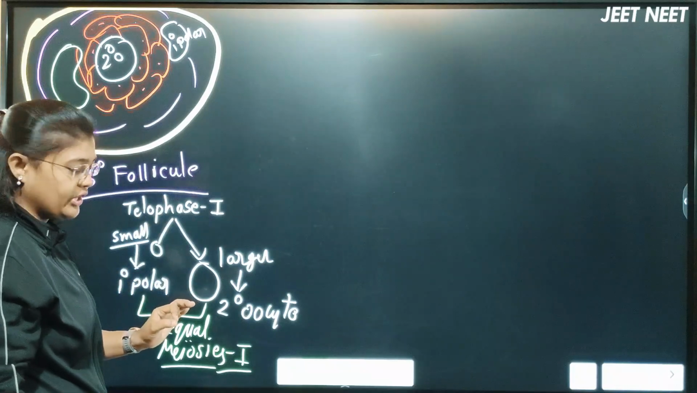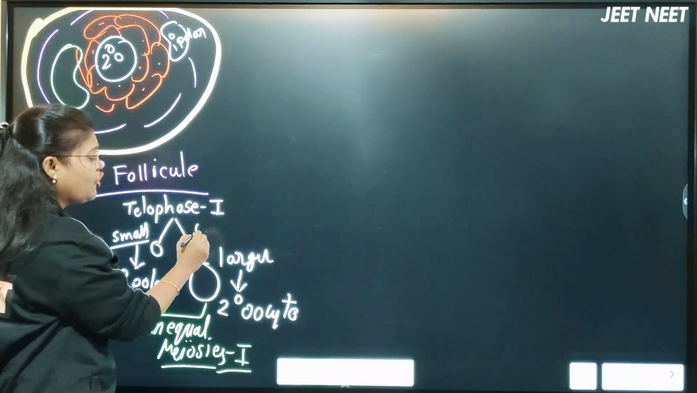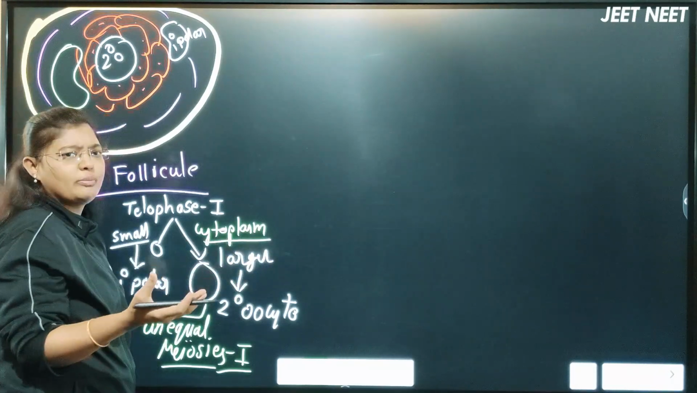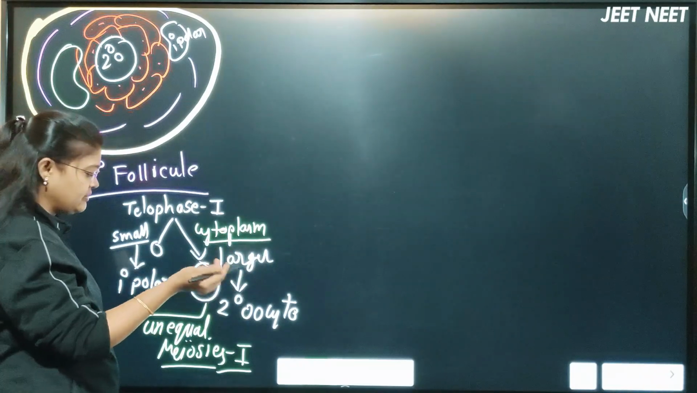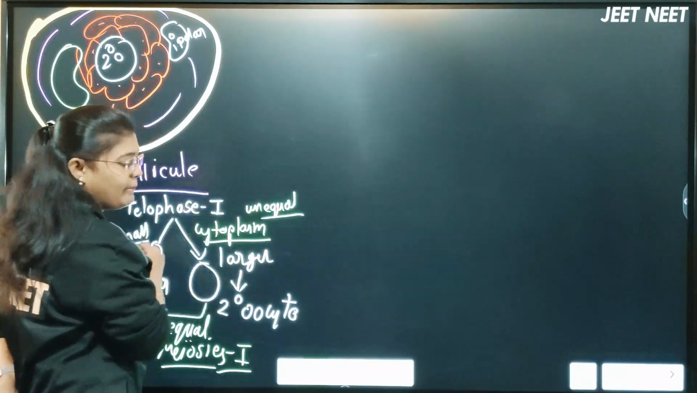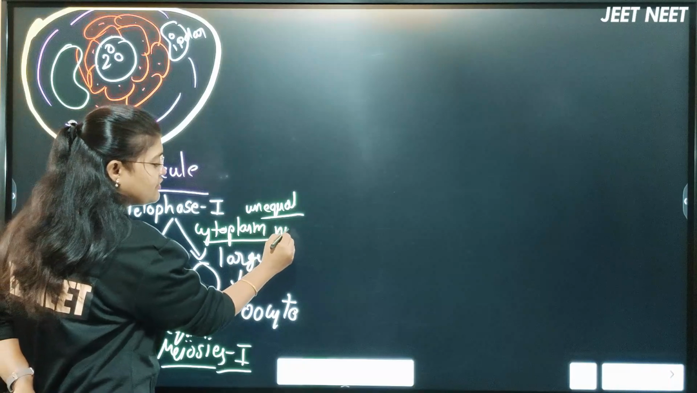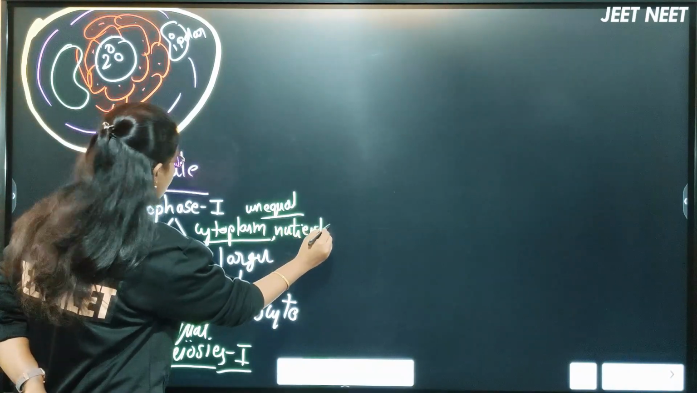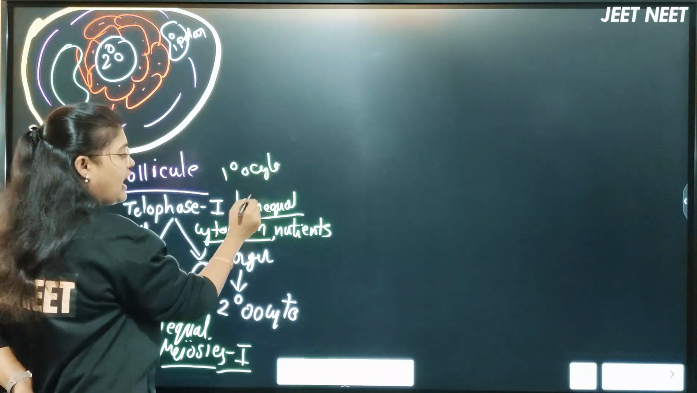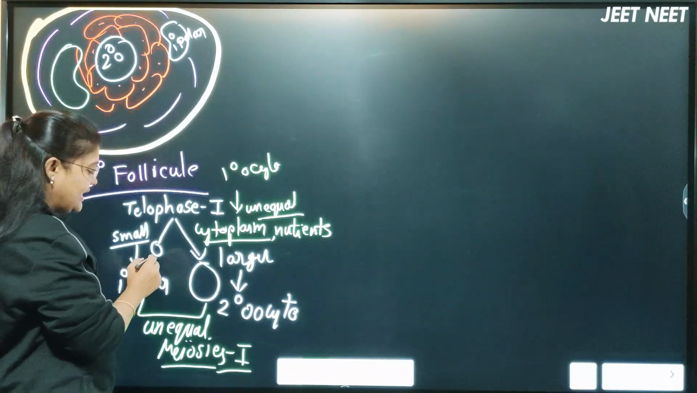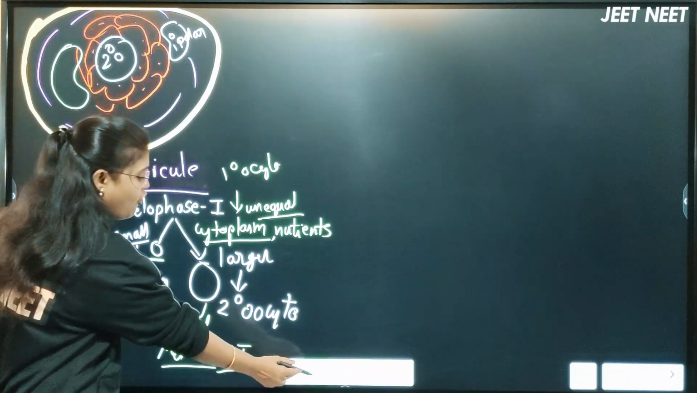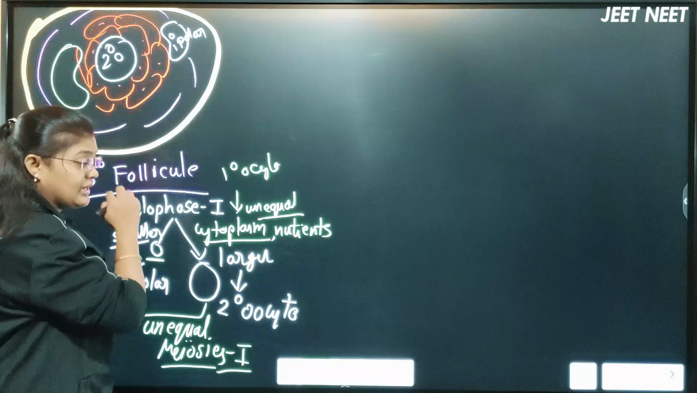NCERT has given this point: whatever cytoplasm is going to be distributed, there is a plasmogamy we can say here. Will the distribution of the cytoplasm be equal or unequal? Unequal. Even the nutrients present in the primary oocyte will be unequally divided. That's why one cell has formed as a smaller cell and one as a larger cell, right?